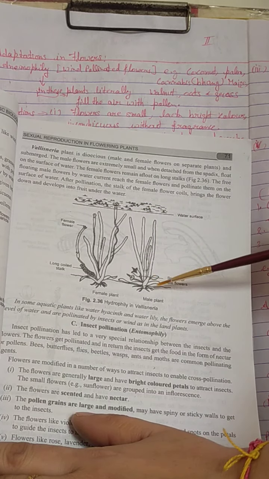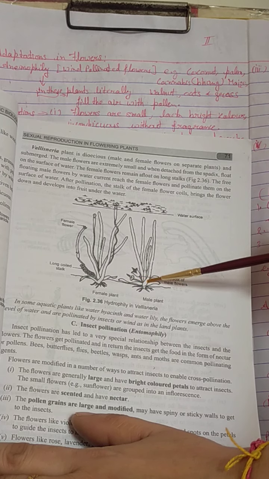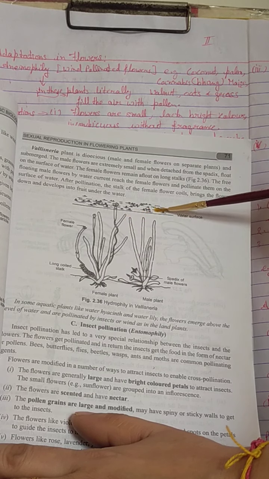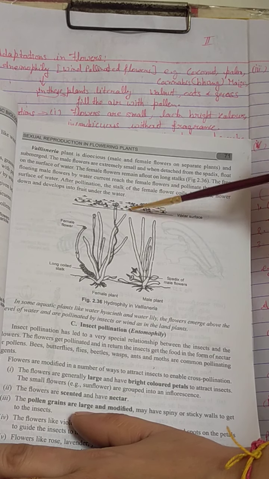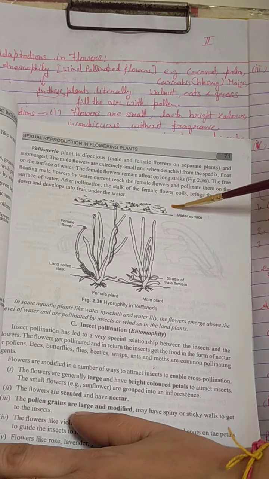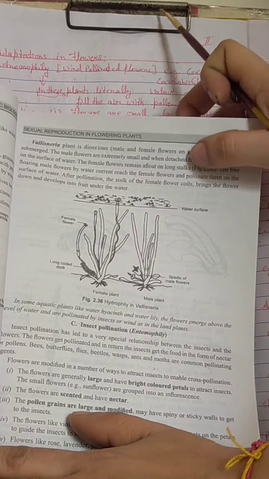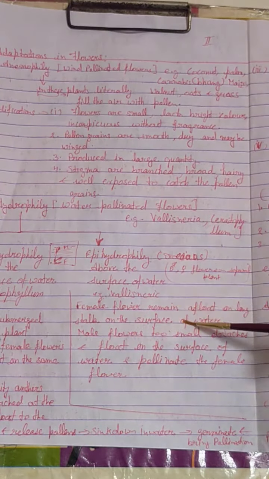When these male flowers mature, pollen grains are released, they get detached, float and reach the surface of water. They start flowing on the surface of water, and as soon as they meet the female flower on the surface, they get pollinated. This happens in case of Vallisneria, and this type of pollination is epihydrophily.